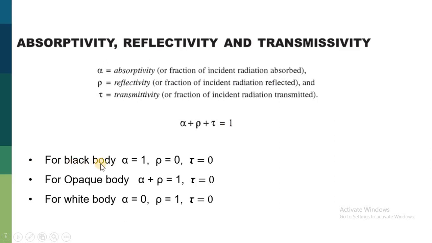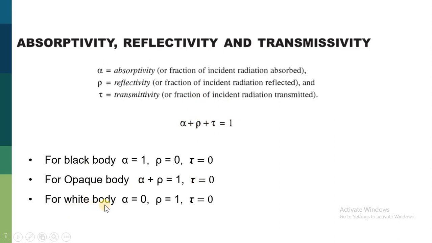For a black body, we know that a black body always absorbs all kinds of radiation incident on it. It does not reflect or transmit. So a black body has alpha equal to 1 because rho is equal to 0 and tau is equal to 0. In case of an opaque body, we know that an opaque body does not transmit anything. So for an opaque body, tau is equal to 0. If you put tau equal to 0, then we get alpha plus rho is equal to 1.